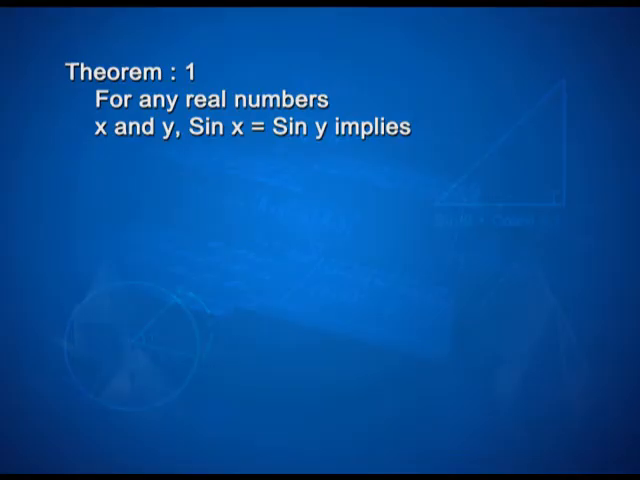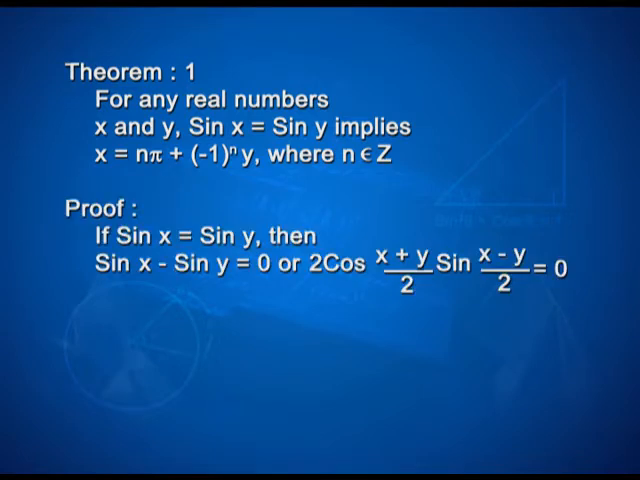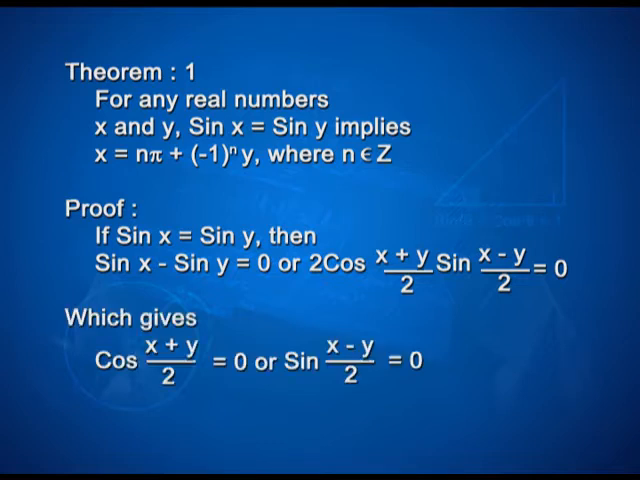For the first one, for any real numbers x and y, sin x is equal to sin y implies x is equal to n pi plus (minus 1) raised to n into y, where n belongs to integers. Now for the proof, if sin x is equal to sin y, then sin x minus sin y is equal to 0, or 2 cos of (x plus y) by 2 into sin of (x minus y) upon 2 is equal to 0, which gives cos of (x plus y) by 2 is equal to 0, or sin of (x minus y) upon 2 is equal to 0.